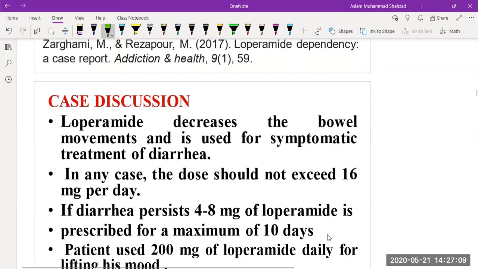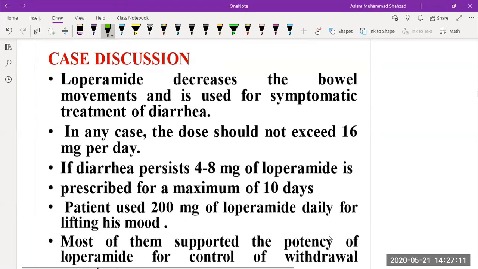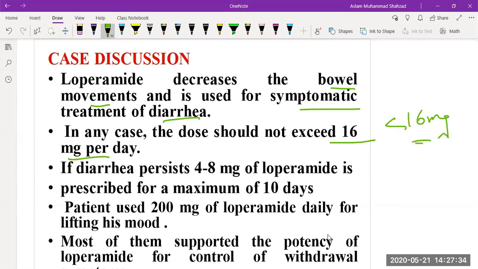After reading this case, we have some discussion. Number one, loperamide is known to decrease bowel movement, and it is used for the treatment of diarrhea, especially symptomatic diarrhea. I already mentioned that more than 16 milligrams is not allowed, so below 16 milligrams must be maintained. Unfortunately, in this case the patient is taking more than 200 milligrams.